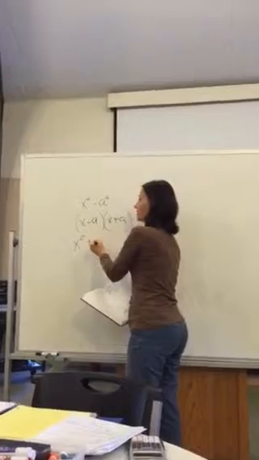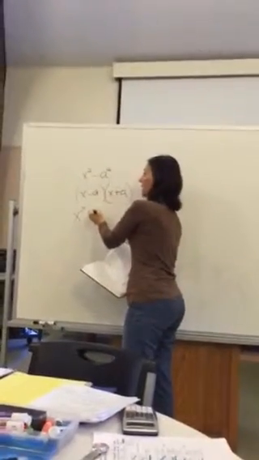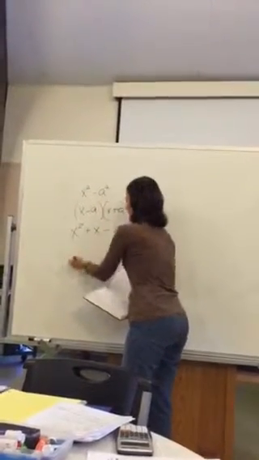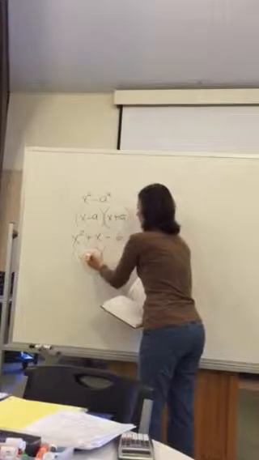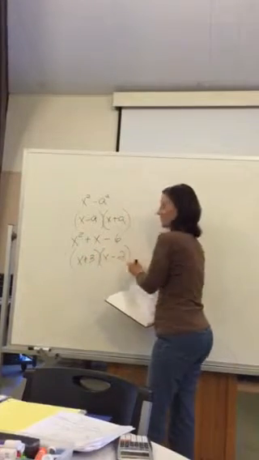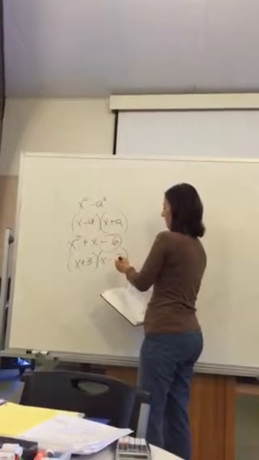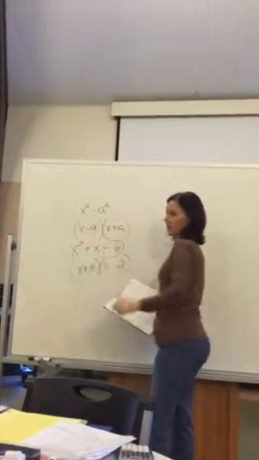Like, I can't even think of one. x squared plus x minus 6. So that's x plus 3 and x minus 2, right? Because the factors of 6 multiply to give you negative 6, added together gives you positive 1.